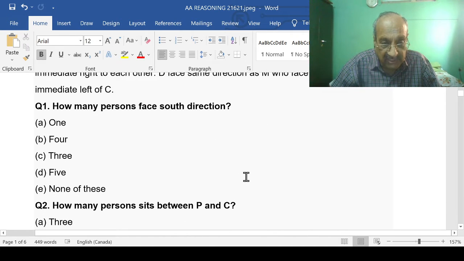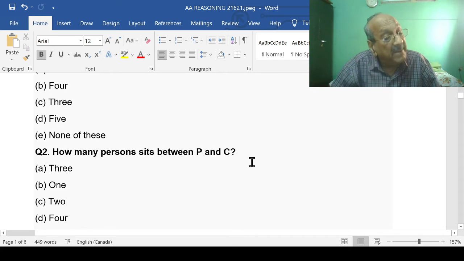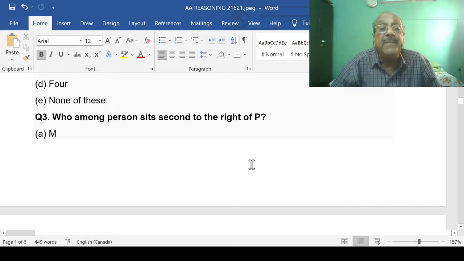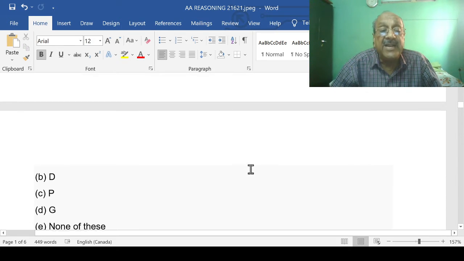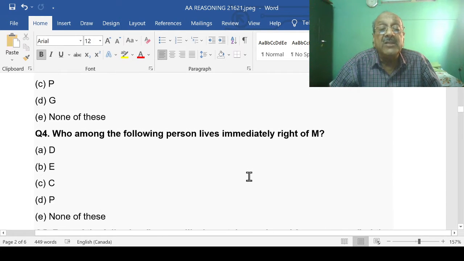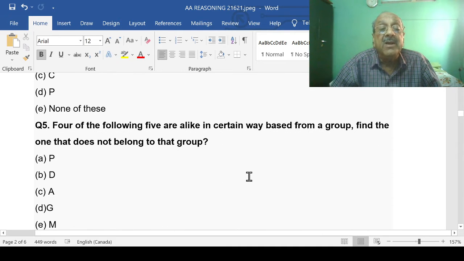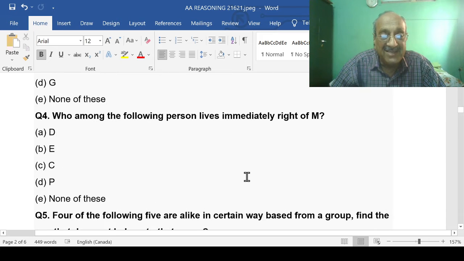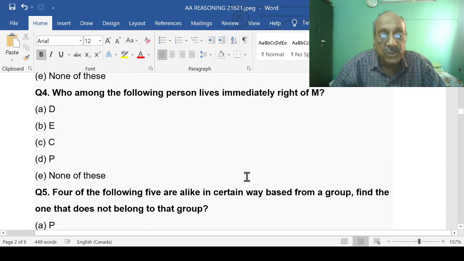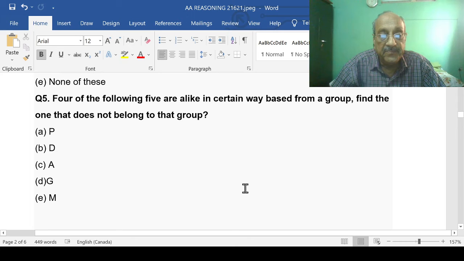You would like to see the questions again? How many persons face south? How many persons sit between P and C? Who sits second to the right of P? Who among the following persons lives immediately right of M? Four of the 5 are alike in a certain way to form a group; find the one that does not belong to the group. Hope you have worked out the answer. Good. Stop the video, work out.